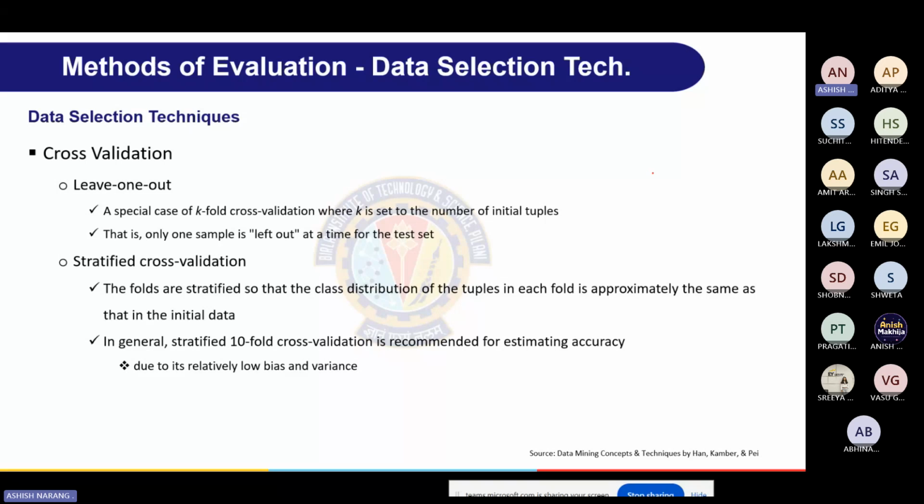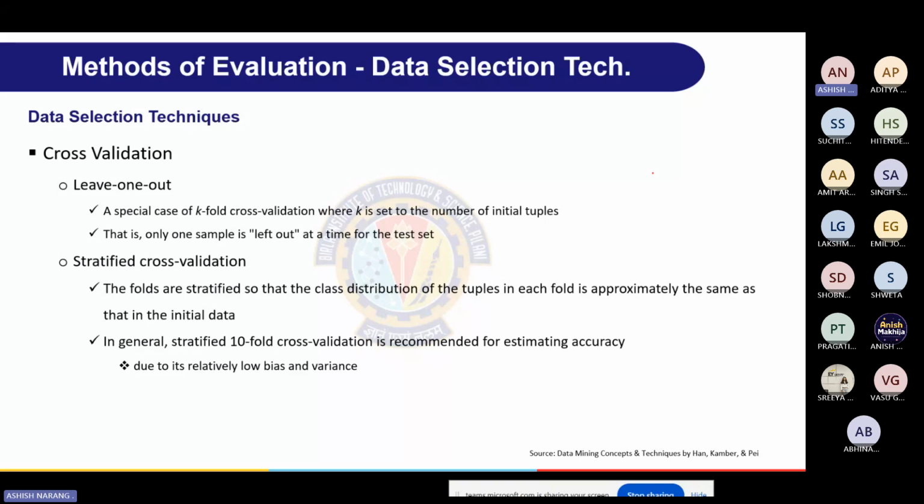So almost all data will be used for training. But what will happen is, even for 100 records you are training your model 100 times, so it becomes computationally very expensive, right? Because model training is not an easy job, it's a computationally heavy job, because the data that you are dealing with is quite large. So that's one method. Another is stratified cross validation.